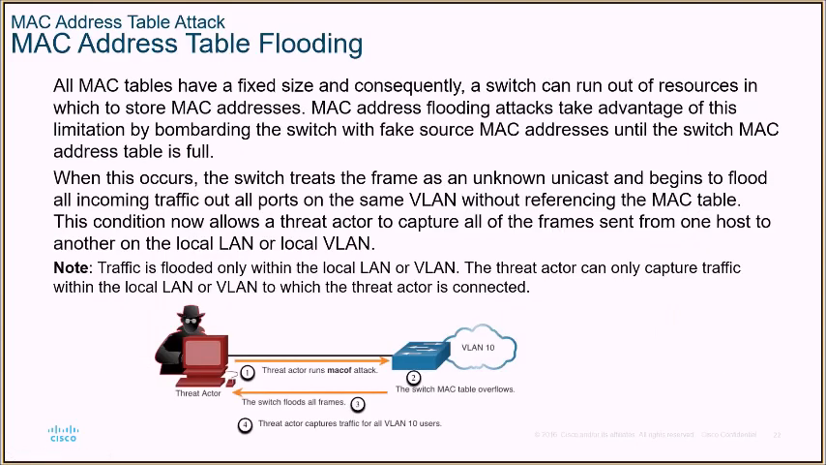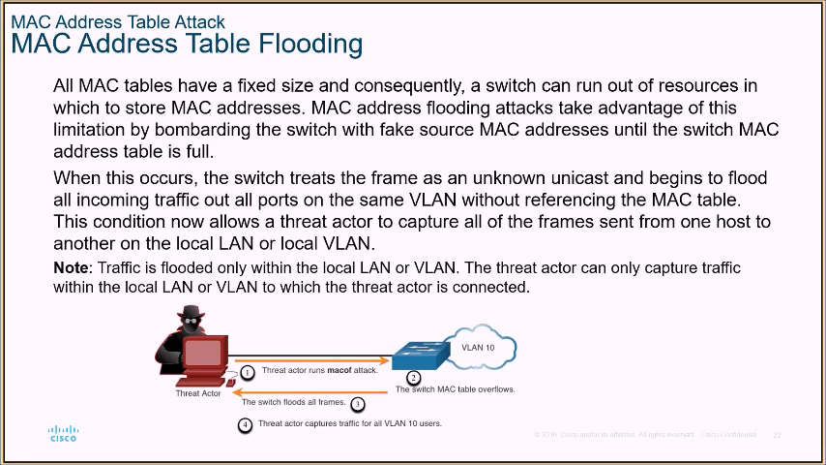But with flooding, all MAC tables have a fixed size, and consequently a switch can run out of resources in which to store MAC addresses. MAC address flooding attacks take advantage of this limitation by bombarding the switch with fake source MAC addresses until the switch MAC address table is full. When this occurs, the switch treats the frame as an unknown unicast and begins to flood all incoming traffic out all ports on the same VLAN without referencing the MAC table.